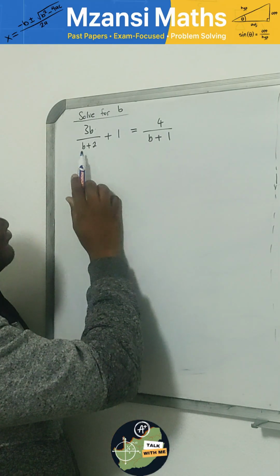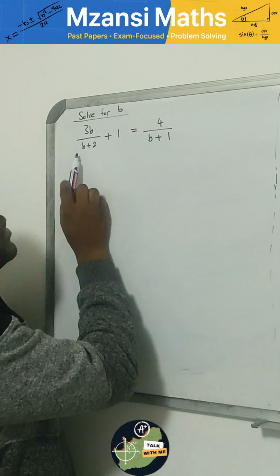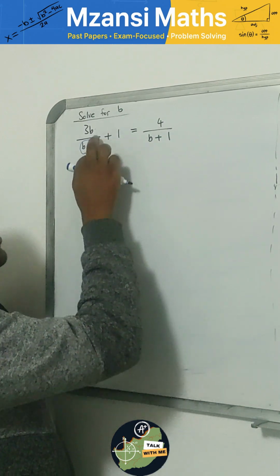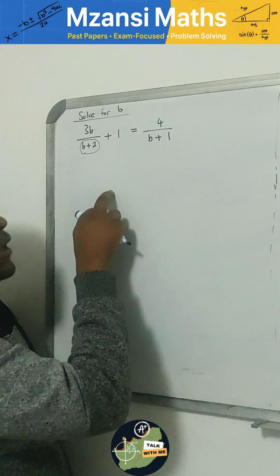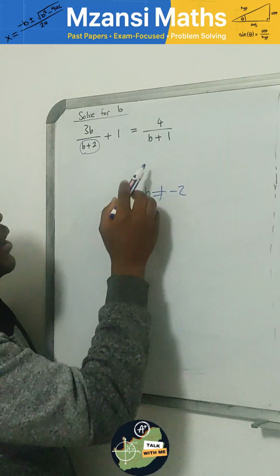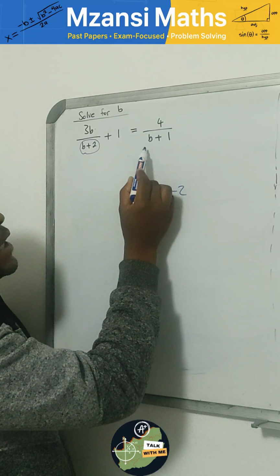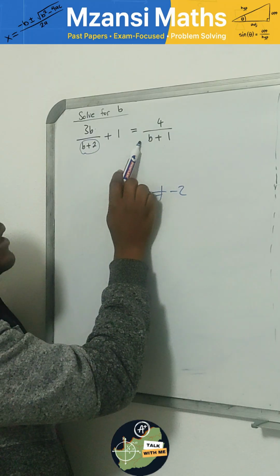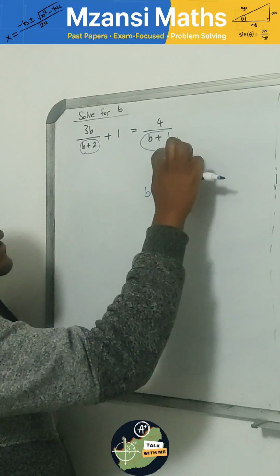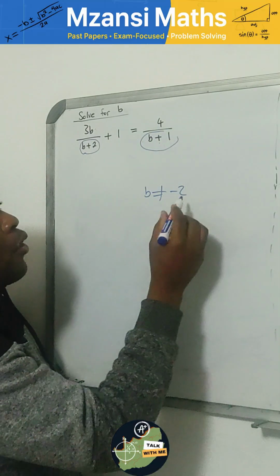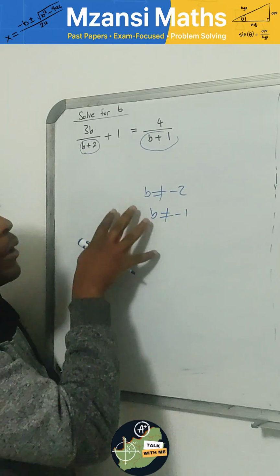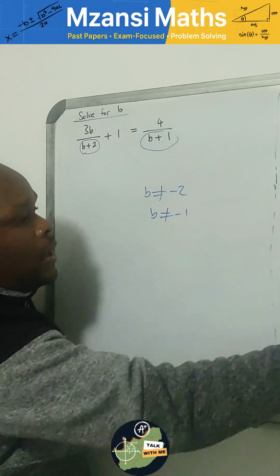b cannot be minus 2, b cannot be minus 1, because if b is minus 2, this will be 0, right? And then 3b over 0 will be undefined, right? So b cannot be minus 2, right? Also, this side, b cannot be minus 1, because if b is minus 1, you'll have minus 1 plus 1, which will give us 0. So here you'll have 4 over 0, which will be undefined. So b cannot be minus 1. So when solving for b, we can't have these values as the solution, right?